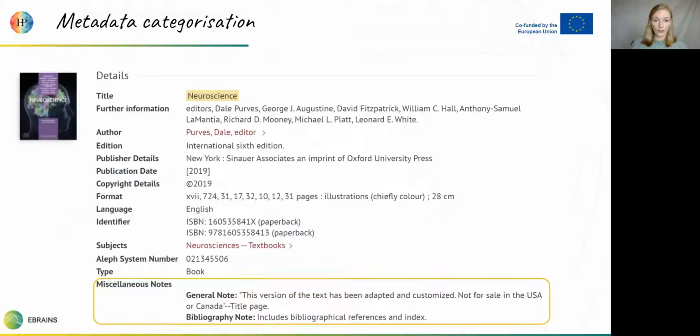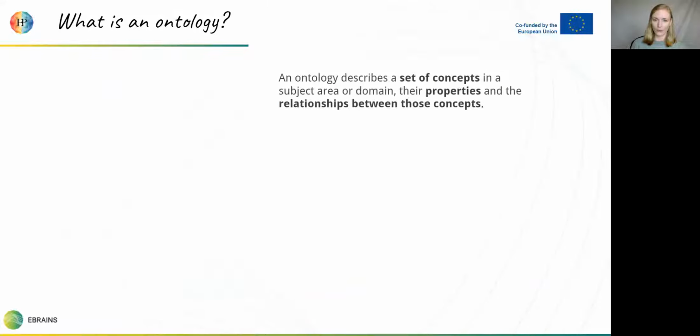As mentioned earlier, some of the metadata terms are controlled. Controlled vocabularies are also used for ontologies and ontology representations. But what is an ontology? An ontology describes a set of concepts in a subject area or domain, their properties, and the relationship between those concepts. We can illustrate this with an example.